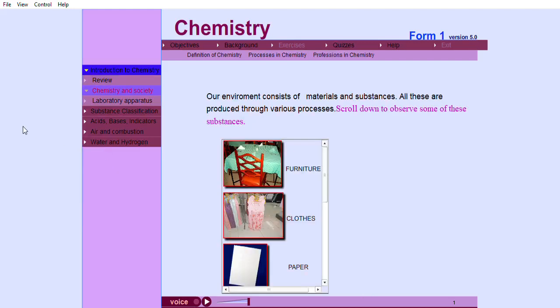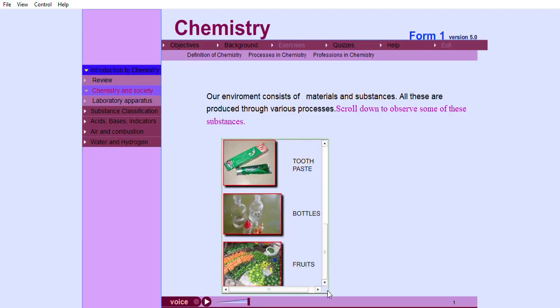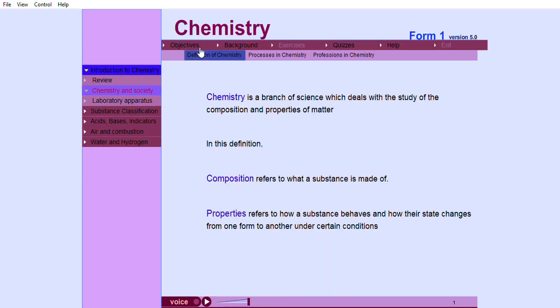When we look around, we see materials and substances, such as furniture, cloth, paper, building materials, toothpaste, bottles, food, and many other things. Therefore, chemistry is a branch of science which deals with the study of composition and properties of matter.